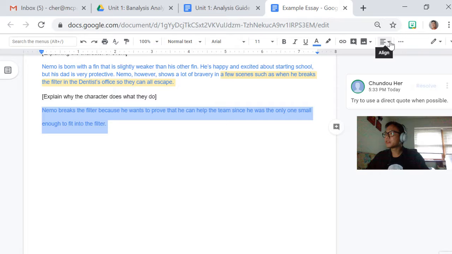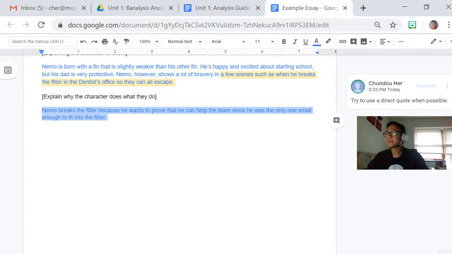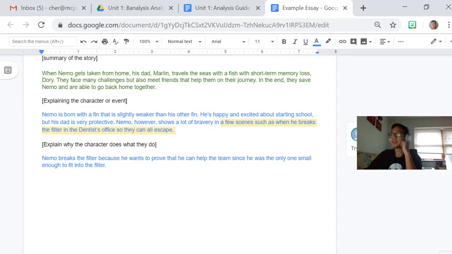I just need to do a little formatting really quick to make sure that this all looks the same for now. So let's see how that reads. So Nemo, however, shows a lot of bravery in a few scenes, such as when he breaks the filter in the dentist's office so they can all escape. Nemo breaks the filter because he wants to prove that he can help the team since he was the only one small enough to fit into the filter. This, I mean, it can work, but it's not perfect.